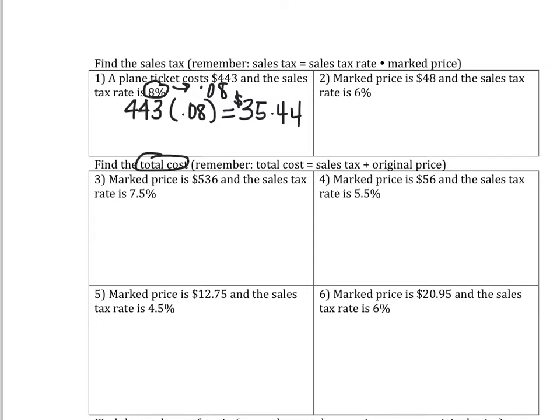Number three, now we want to find the total cost. And so remember that the total cost is the sales tax, like we just found here, plus the original price. So a marked price is $536, and the sales tax rate is 7.5%. So again, we're going to turn this into a decimal, moving it over two place values. And we're going to multiply these together. It's 7.5% of $536.